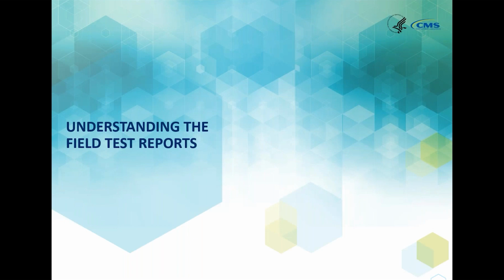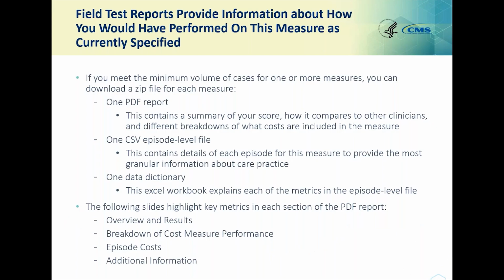Now that we've discussed the field testing process, we'll provide more detail on the information available in the field test reports. Next slide, please. The field test reports are intended to provide information about how you would have performed on the measure as currently specified. Each time we conduct field testing, we continue to update and improve our process based on stakeholder feedback. This year, we've made some updates to the structure of the field test report and the format of the data dictionary to streamline the information and make it easier for you to review.